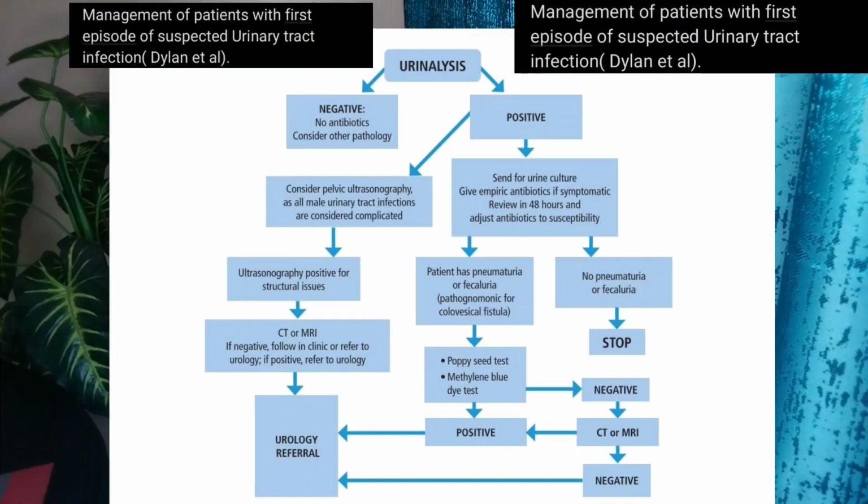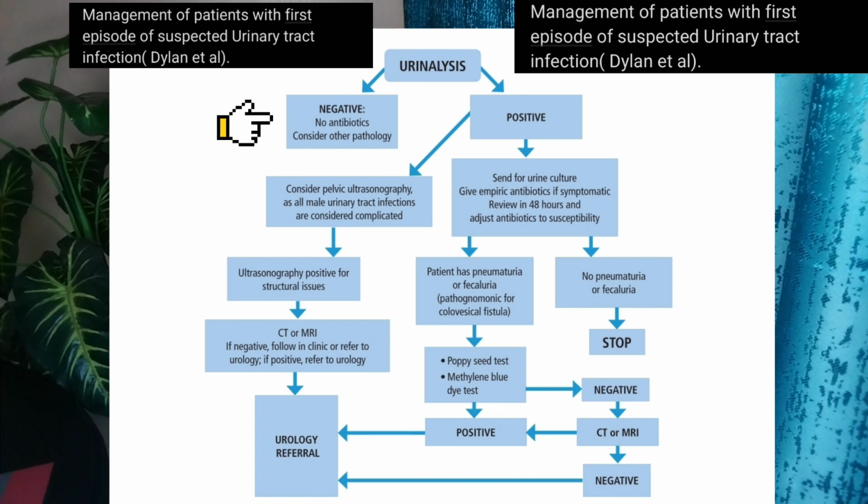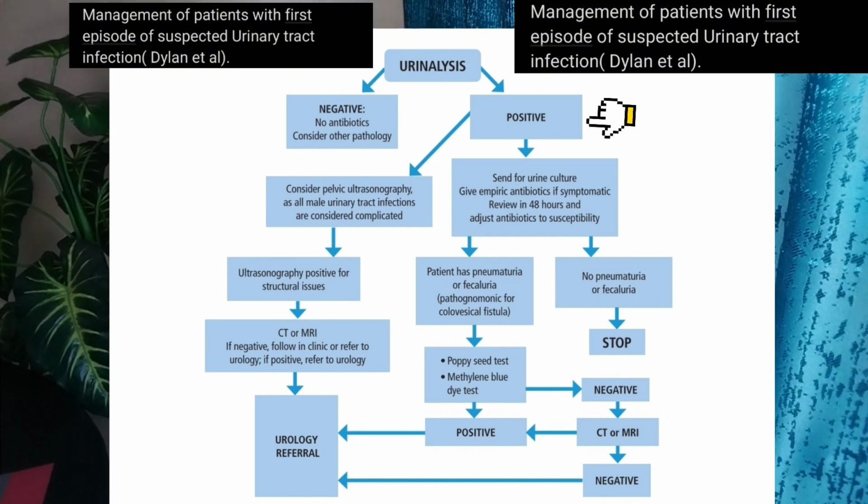For patients that are presenting with the first episode of the features of a urinary tract infection, we usually start with a urinalysis. So we take a sample of their urine and we study it. If it is negative, we don't give any antibiotics, but we look out for other causes of these symptoms. If the urinalysis results are positive, we can go ahead and do a pelvic ultrasound scan.